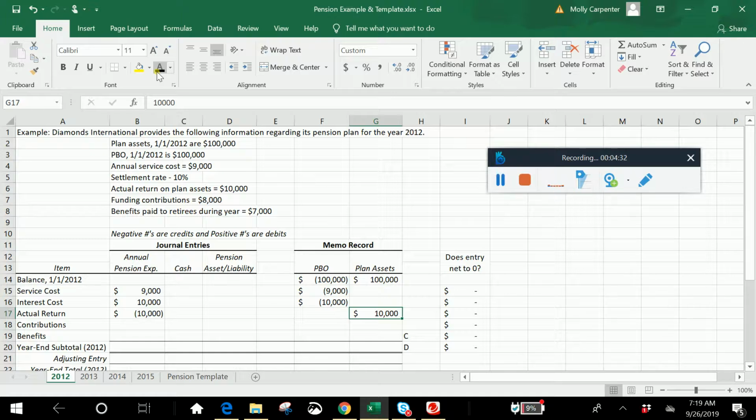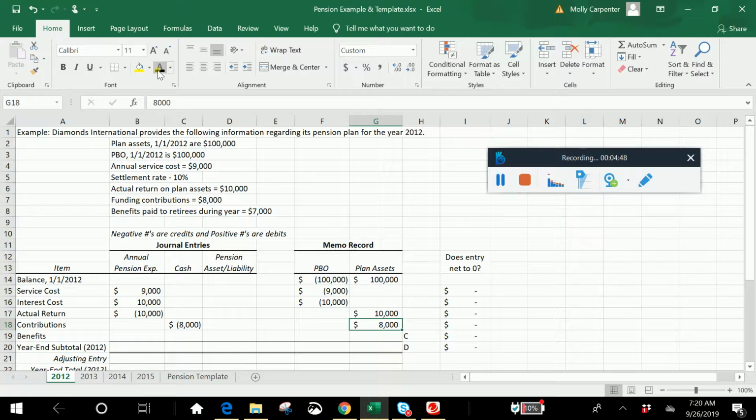They tell us that funding contributions for the year are $8,000. Funding contributions are a cash outlay, so we're going to have a credit to cash, and we're going to have a debit to the plan assets because we're investing our money in additional assets.